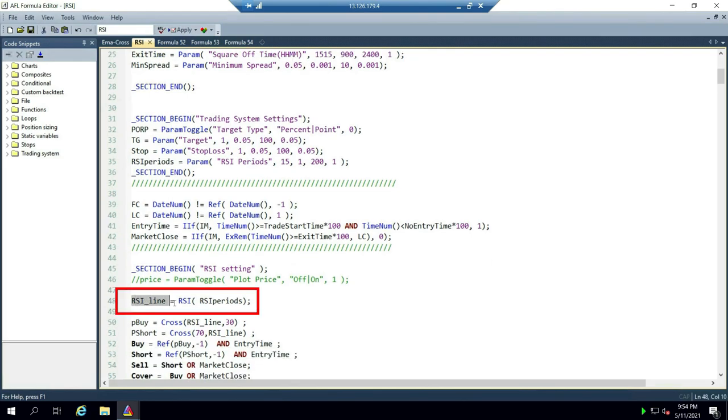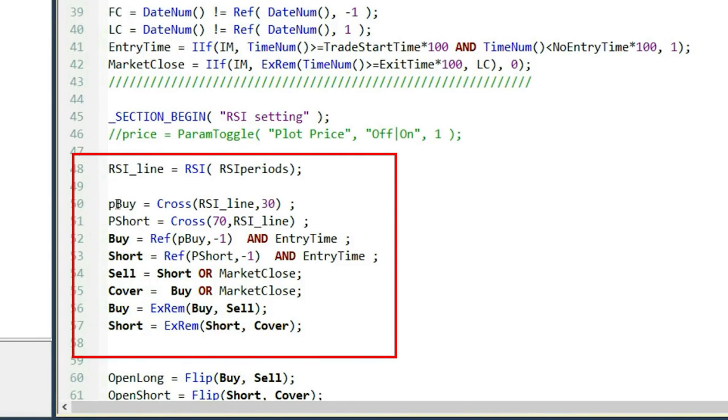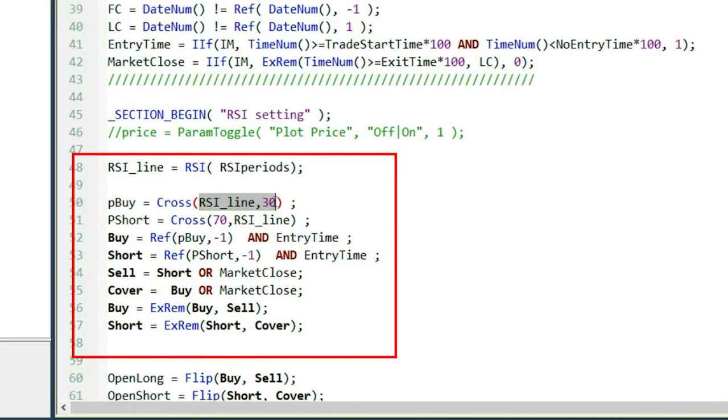Then we have plotted an RSI line. The RSI line is nothing but RSI of RSI period. Now notice here, while plotting the RSI line, there is no option of close of candle or open of candle. Since there is no such option, the only way to make RSI non-repainting is by shifting the entry by one candle. So I am saying I want to buy, there is a P buy, when the RSI line goes below 30 and crosses above it, and I want to short when RSI goes above 70 and crosses below it.